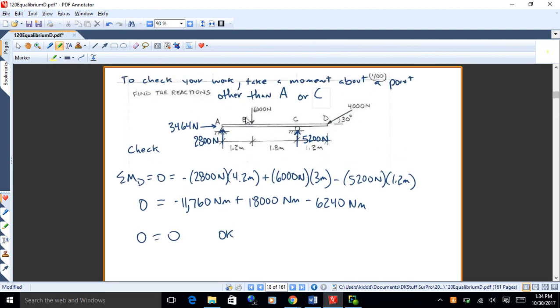Now, if I want to check my work, I can take moments. To do it, I would take moments about a point other than A or C, because I want to check A and C. So I went ahead and did a moment about D on the very end, and ran the numbers, and I got 0 for my sum of moments, which is what I want to get. If you take moments about any place, you should get 0. Okay? And that's what that worked out to be, so that's all good.